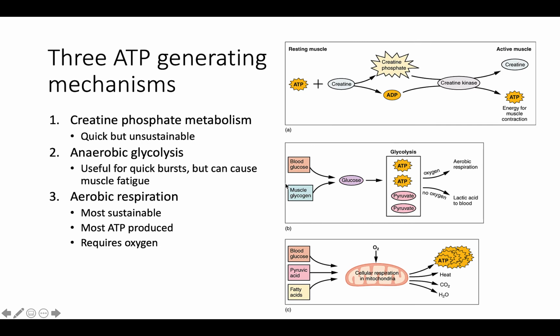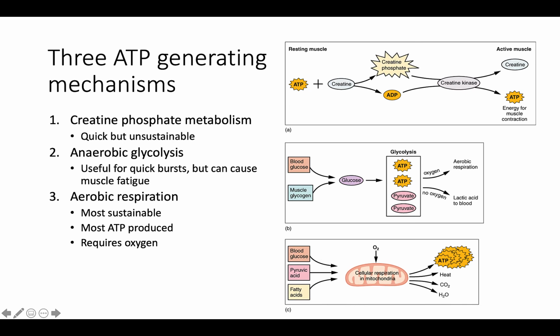into our blood, or we can tap into stored glycogen in our muscles. This is a slower rate of ATP production compared to creatine phosphate, but in the presence of oxygen, the pyruvate can then be produced from glycolysis and then be used in aerobic respiration. But the downside is without oxygen, which happens very quickly, lactic acid is produced, and then that leads to muscle fatigue. And so that's not necessarily desirable. So if we can, we like to use oxygen and use aerobic respiration.